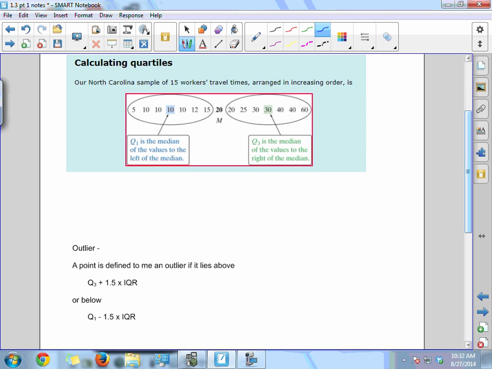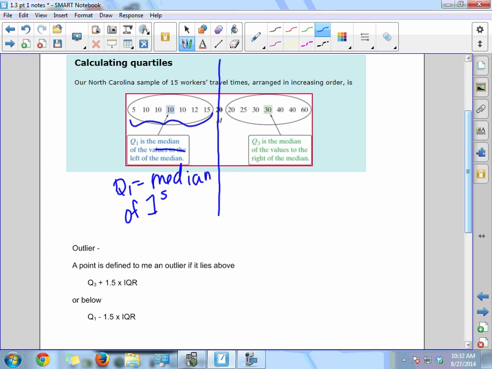So basically, you're going to find the median, which is what they've done here. These are 15 worker travel times in North Carolina. So there is an odd number of data points, and that means that our middle value is going to be the median. And so basically, Q1 is just the median of the first half of the data set. And then Q3 is going to be the median of the second half of the data set.